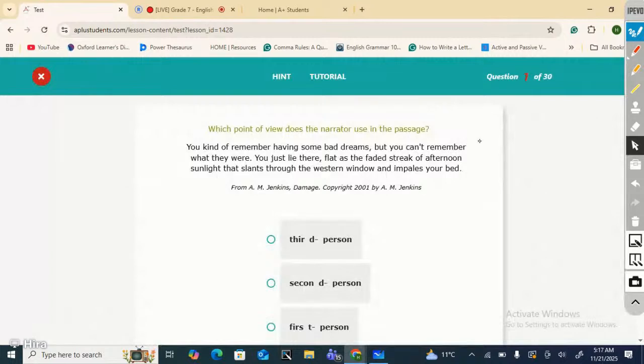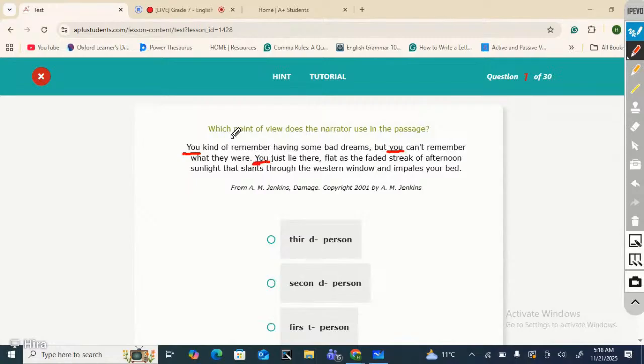Okay. Which point of view does the narrator use in the passage? You kind of remember having some bad dreams, what they were. You just lie there flat as the faded streak of afternoon sunlight that slants through the western window and impales your bed. Now, look at the use of pronouns. You, you, you, three times.